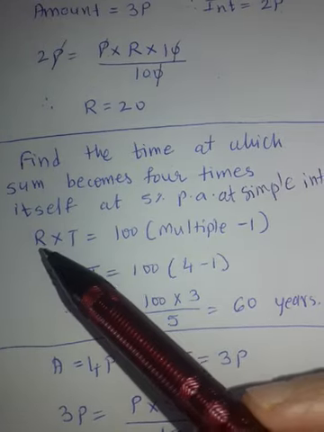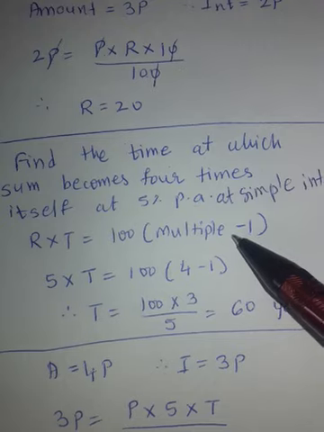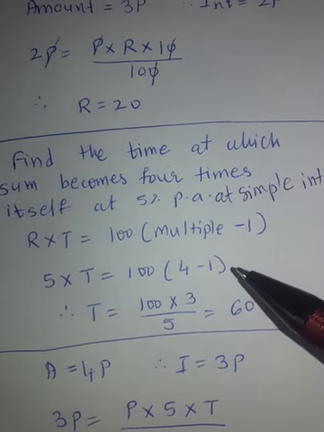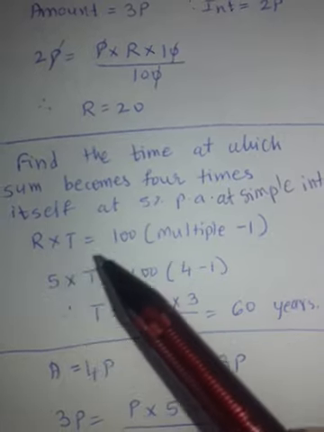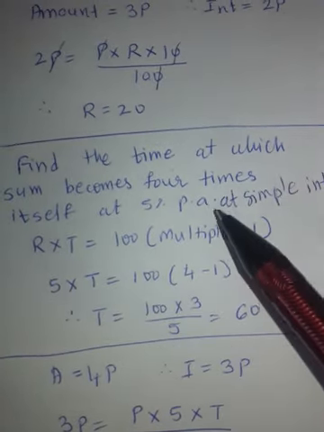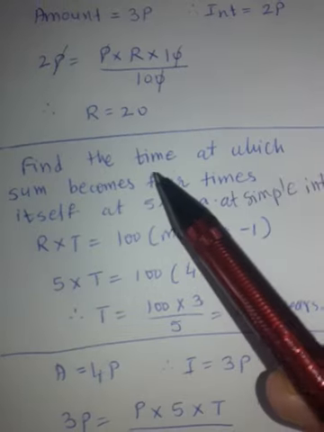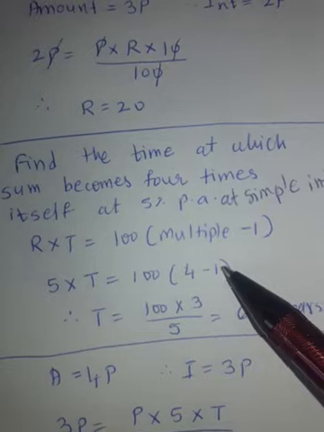So we have that formula: RT is equal to 100 into (M minus 1). Last examples we saw it. So what will we substitute now? R is given to us, 5. T is unknown. 100. What is M now? Sum becomes 4 times. So M is 4 and this is minus 1.